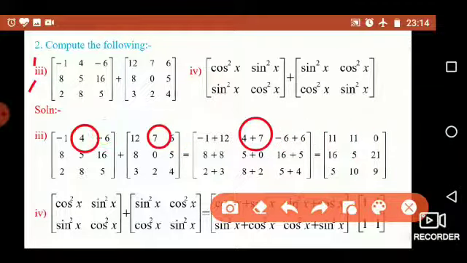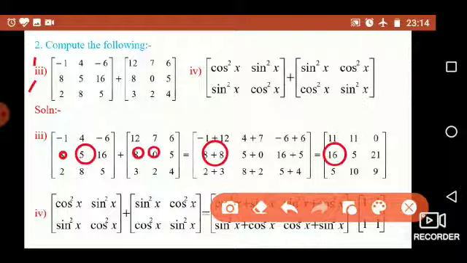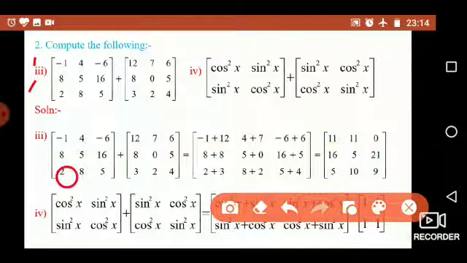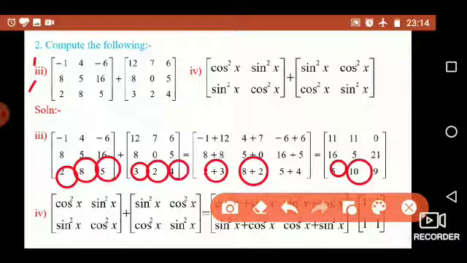Let me add the second row corresponding elements of both the matrices. 8 plus 8 gives 16. 5 plus 0 gives 5. 16 plus 5 is equal to 21. Now, the addition of the last row of both the matrices. 2 plus 3 gives 5. 8 plus 2 gives 10. Finally, 5 plus 4 is equal to 9.